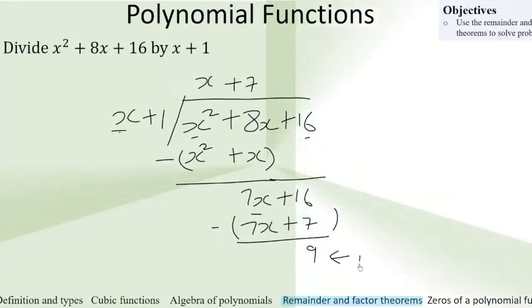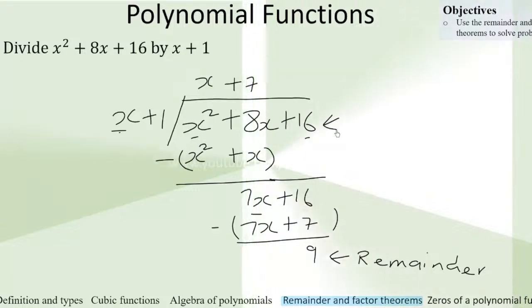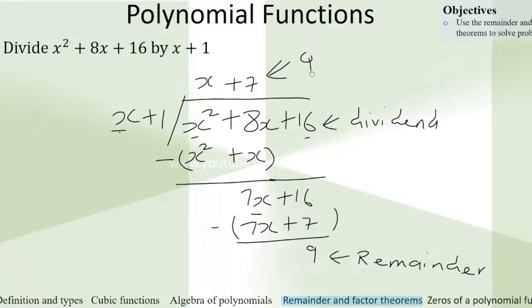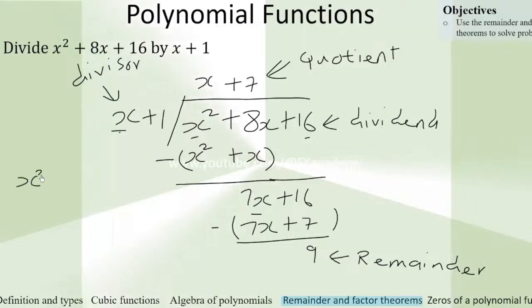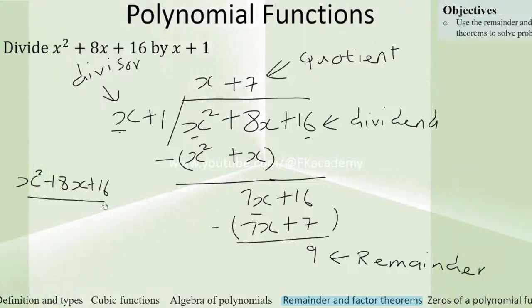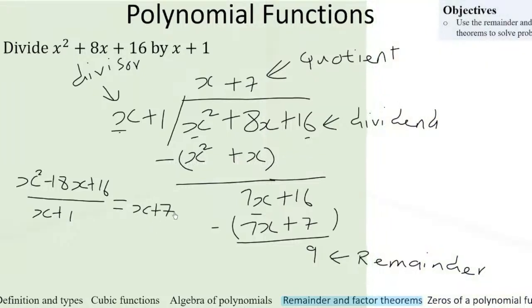So this is what we call the remainder. We call this the dividend. We call this the quotient, and we call this the divisor. So you realize that we divided x squared plus 8x plus 16 by x plus 1, and we had x plus 7, then plus the remainder, which is 9 over x plus 1.